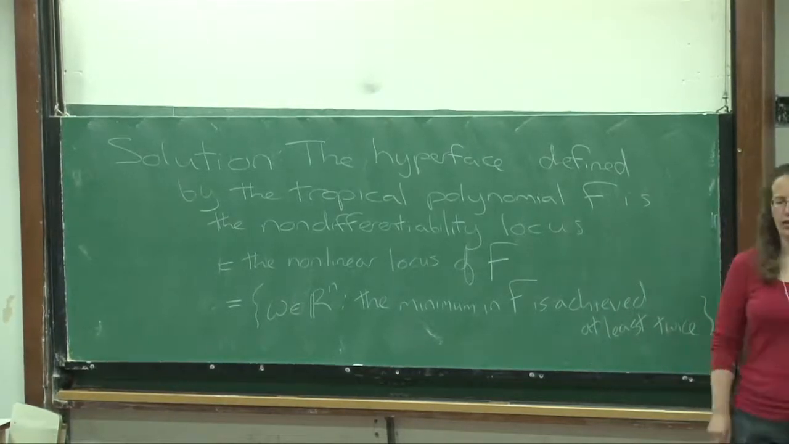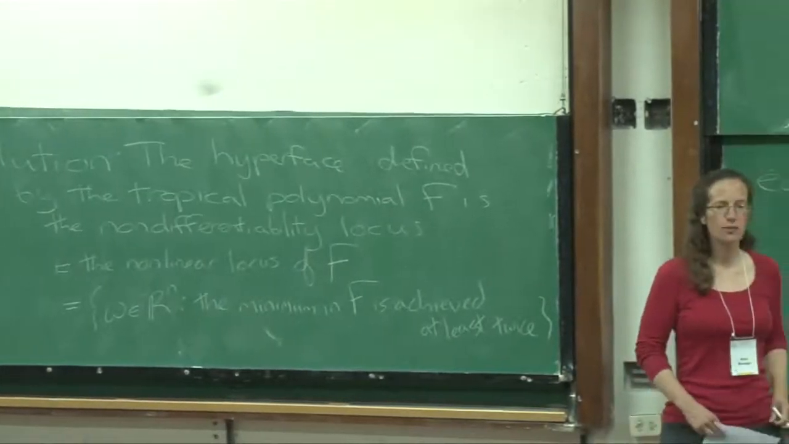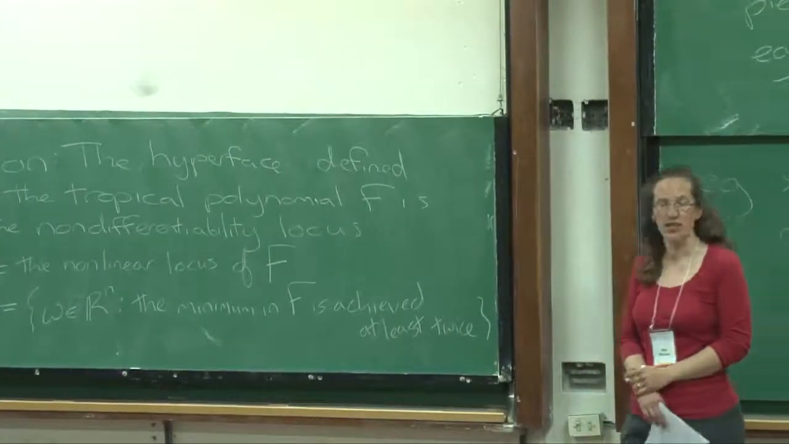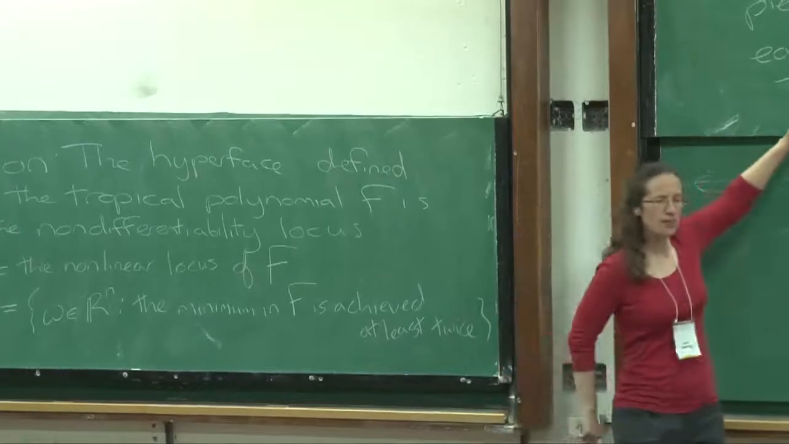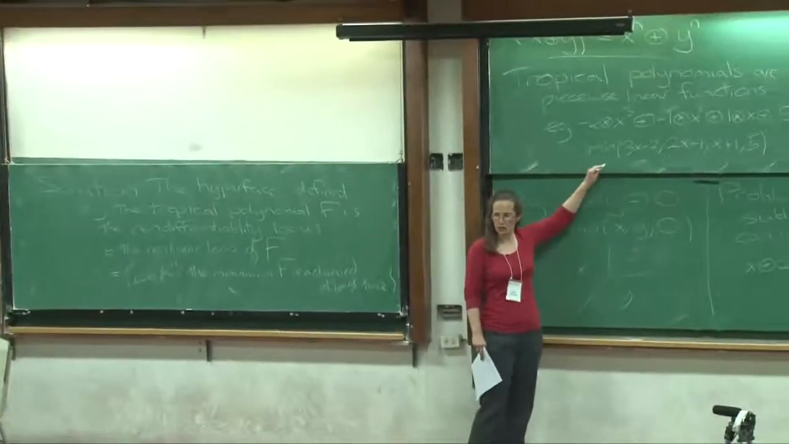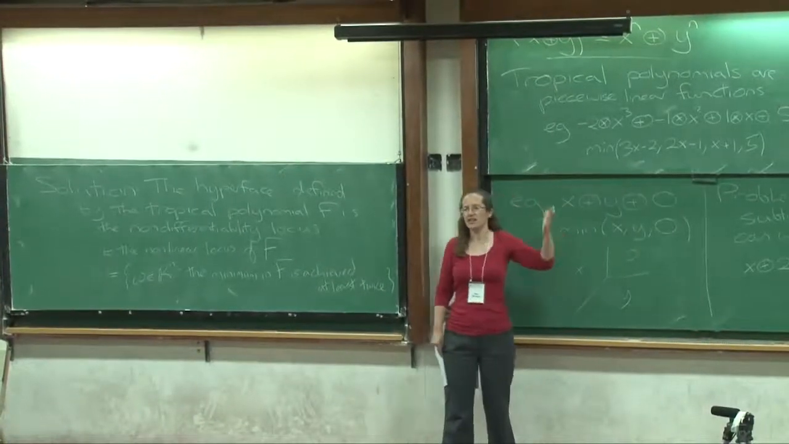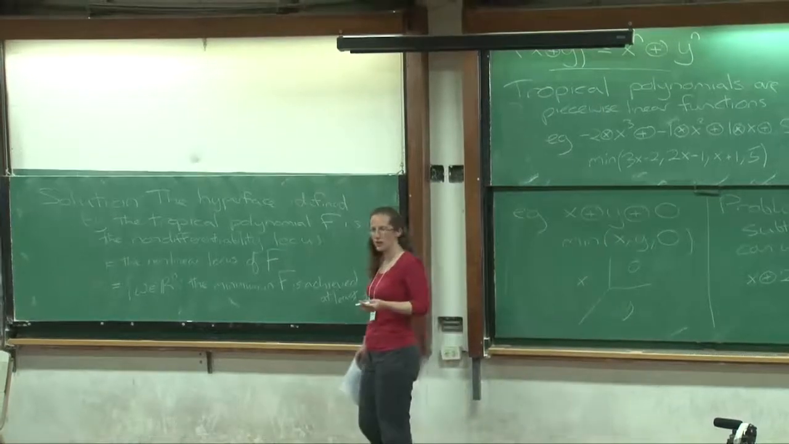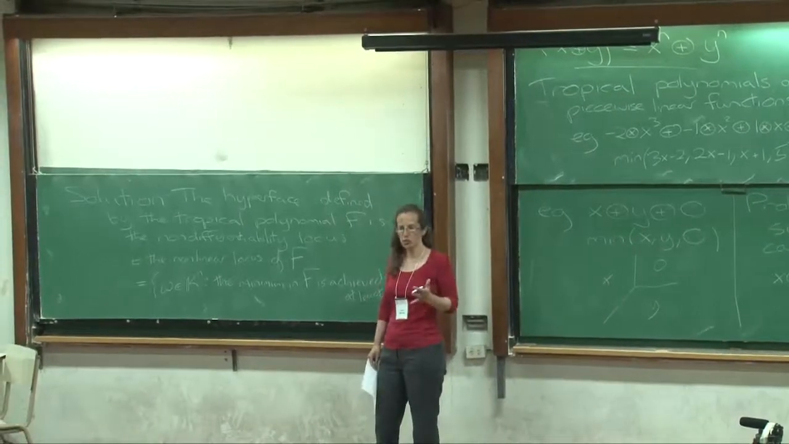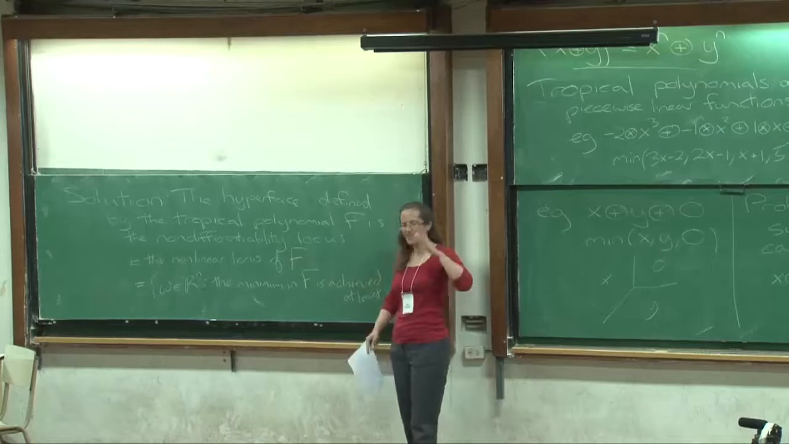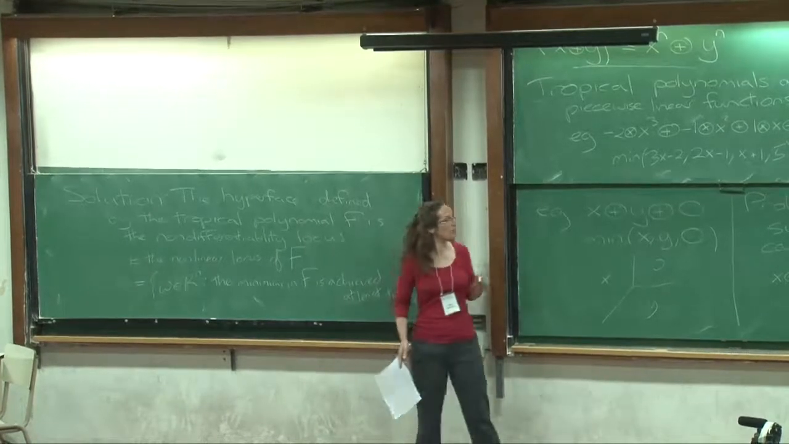Okay, so you think about this. We have a function, it's a polynomial, so that means it has a form that looks like this. It's a minimum of a bunch of linear functions. When is the minimum of a collection of linear functions not differentiable, or when is it not linear? Exactly when the minimum is achieved at least twice.